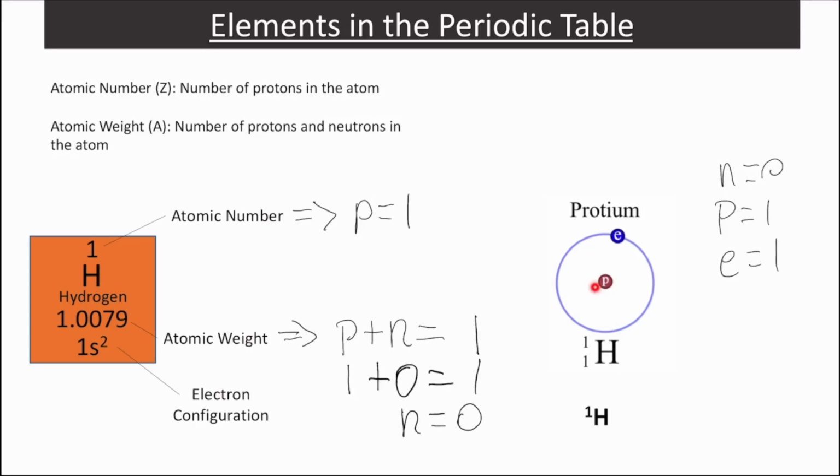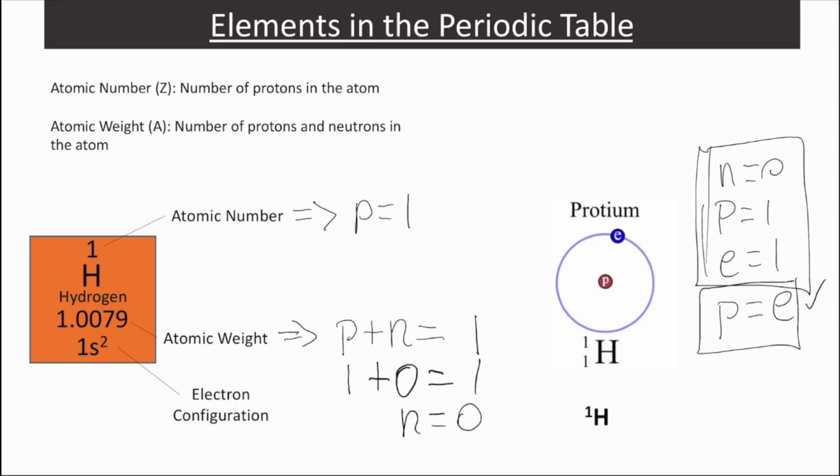So for all elements, something that must hold true is that the number of protons and number of electrons must be equal. Otherwise, this would be a charged particle. But for it to be neutral, this has to hold true, which is the case here in hydrogen. So this particular hydrogen that has 0 neutrons, 1 proton, and 1 electron is called protium.